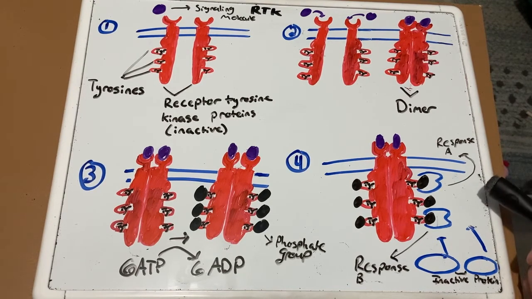And one thing that's really important to note here, guys, is that the main difference between GPCRs, which is what we just looked at, and RTKs is the ability of RTKs to signal more than one response or pathway at a time. Also, malfunctions in RTKs are associated with many different types of cancers.